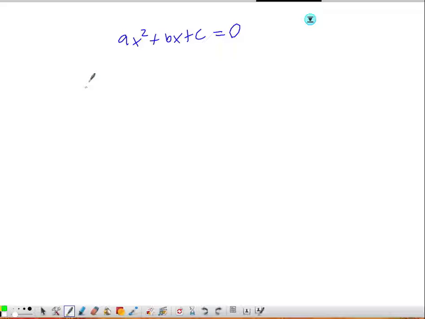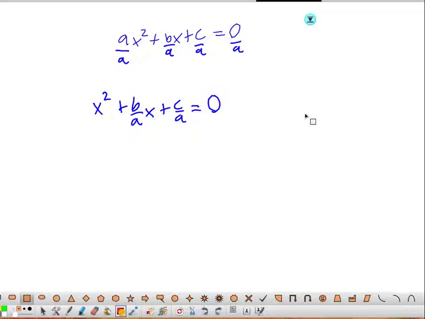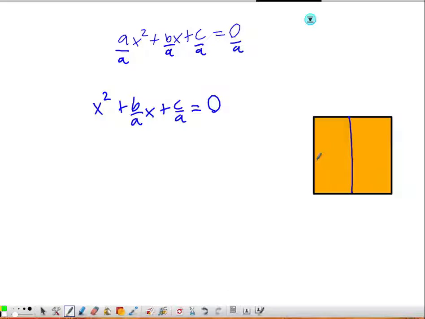The first thing we want to do is make the coefficient of x squared 1, so we have to divide everything by a. And so what we get is x squared plus b over ax plus c over a is equal to 0. Now we can draw our square and begin to complete the square.